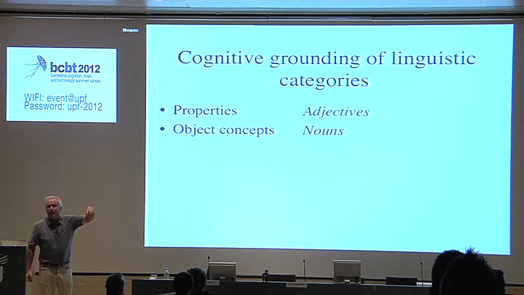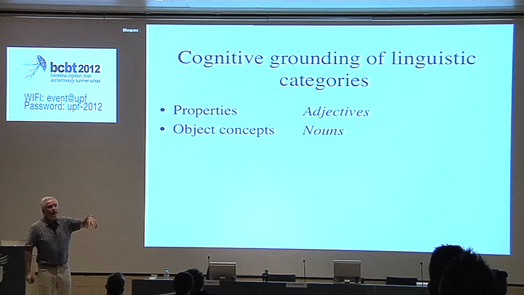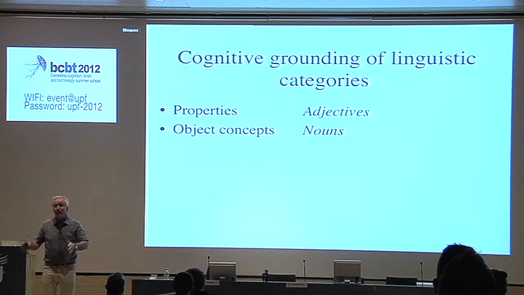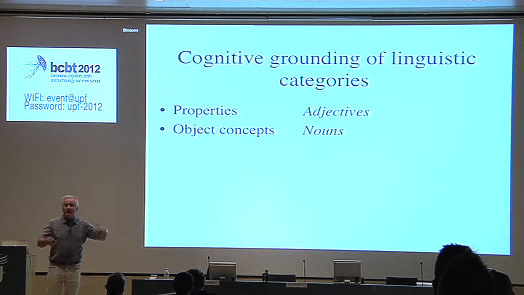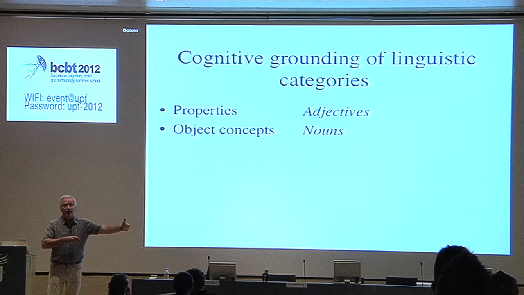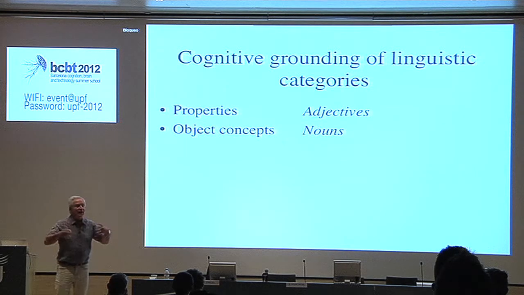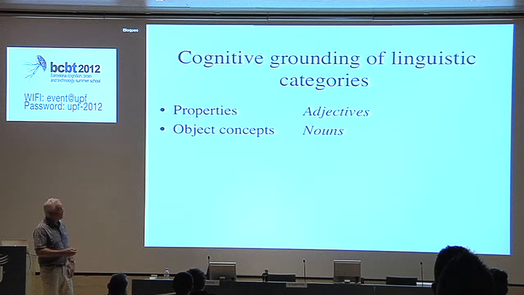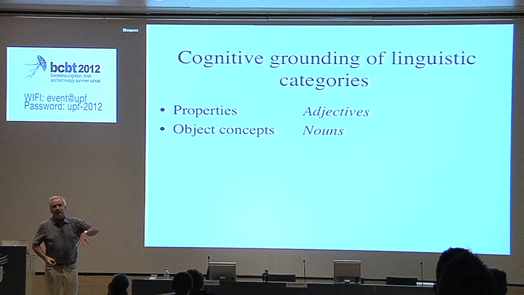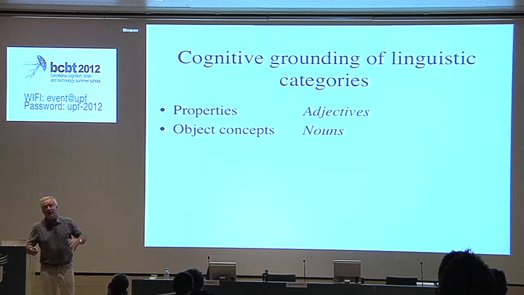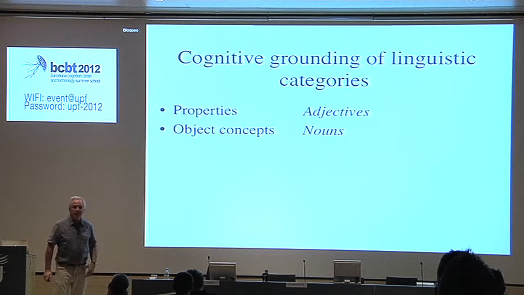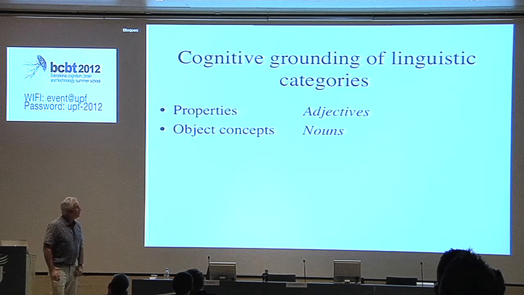Adjectives in general, and I won't say this is a 100% safe rule, denote a single property. You have color words, size words, shape words, and so on. While nouns in general denote more complicated things, relations between different domains. So this is the first mapping between linguistic categories and conceptual structures. I will spend a lot more time on the mapping to verbs, because that's my new idea here.